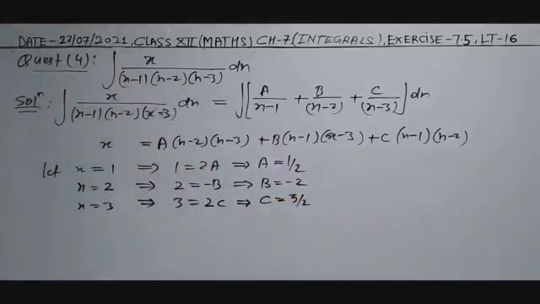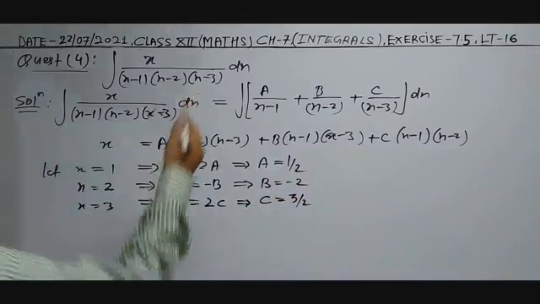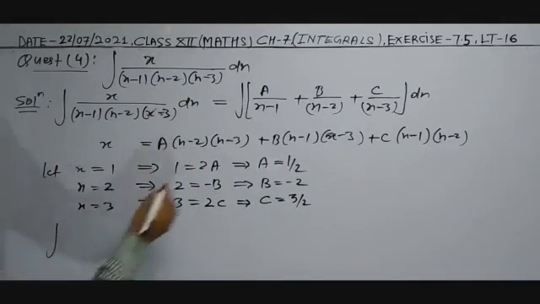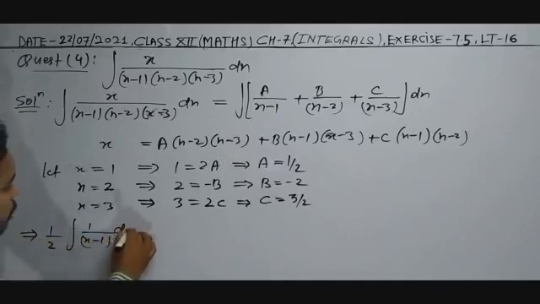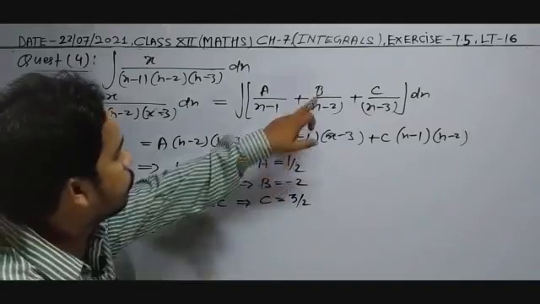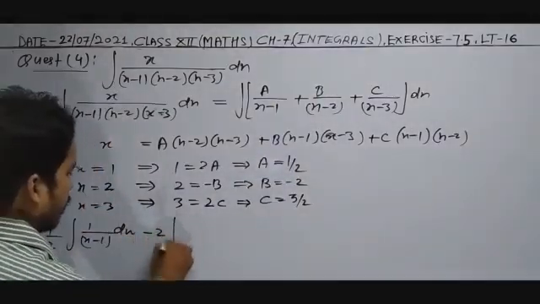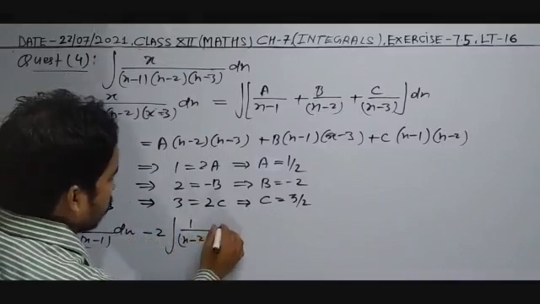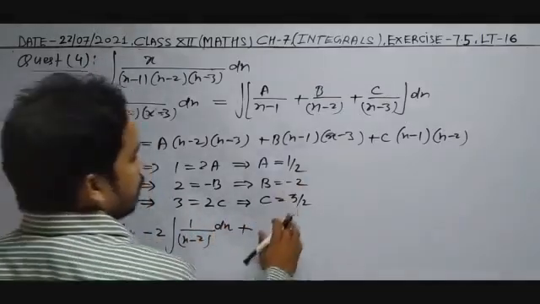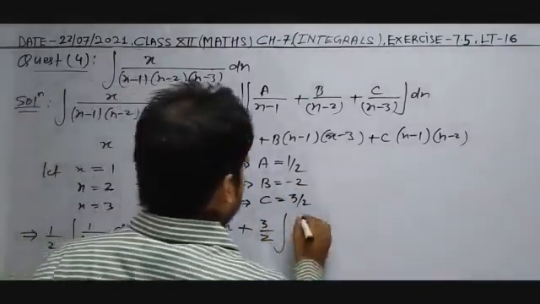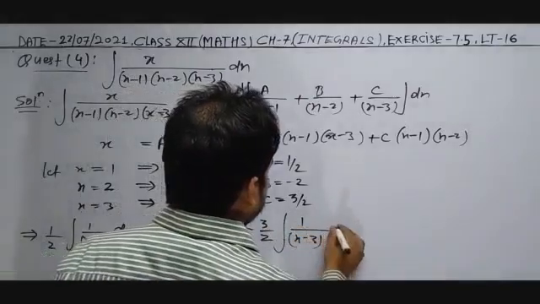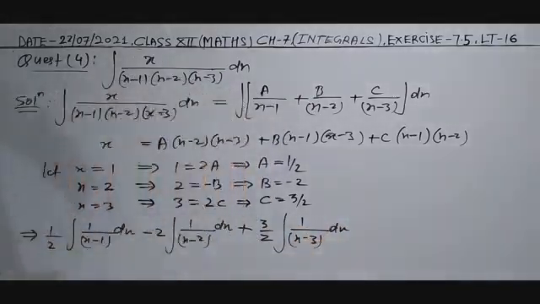Now a, b, c I have calculated. Now put the values of a, b, c. So the integration will be, a is 1 by 2, so at the place of a you put 1 by 2. So 1 by 2 integration over 1 upon x minus 1 dx, and b is equal to minus 2, so minus 2 times integration over 1 upon x minus 2 dx, and plus c is equal to 3 by 2. So 3 by 2 is the constant term that will be outside the integration. The result will be 1 upon x minus 3 dx. Now you can integrate easily.